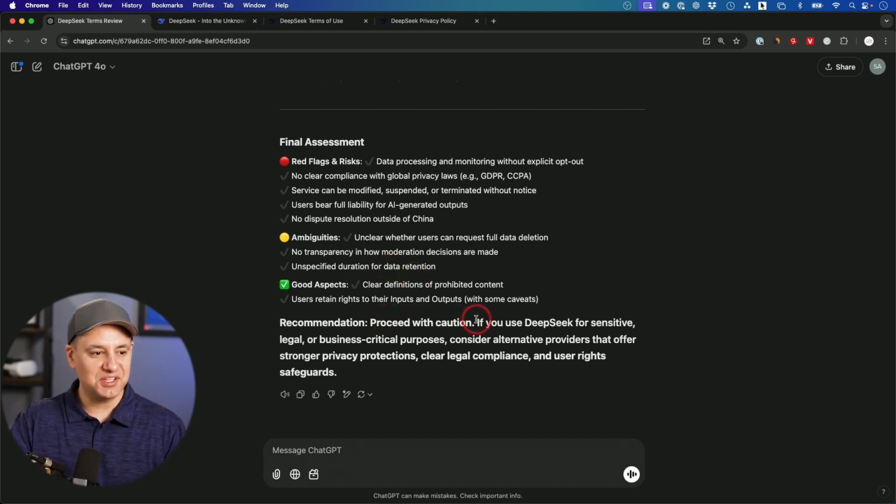Now right here it says proceed with caution. If you use DeepSeek for sensitive legal or business critical purposes, consider alternative providers that offer stronger privacy protection, clear legal compliance, and user rights safeguards.